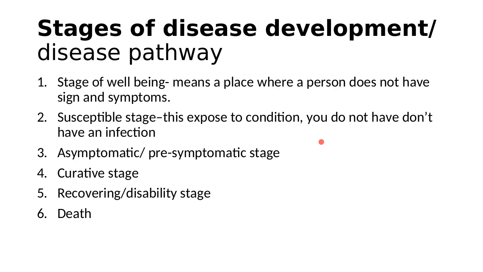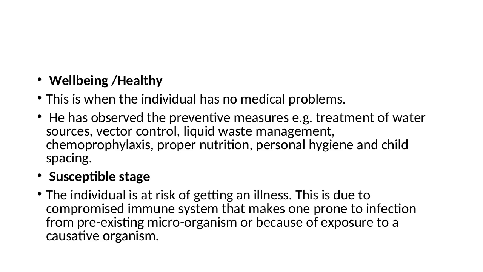So, see, the sixth stage might not happen, because if you recover, you will not die. But the sixth stage might happen if the disease developed to a severe stage. So those are the stages of disease development, which are discussed one by one. We'll start with well-being.